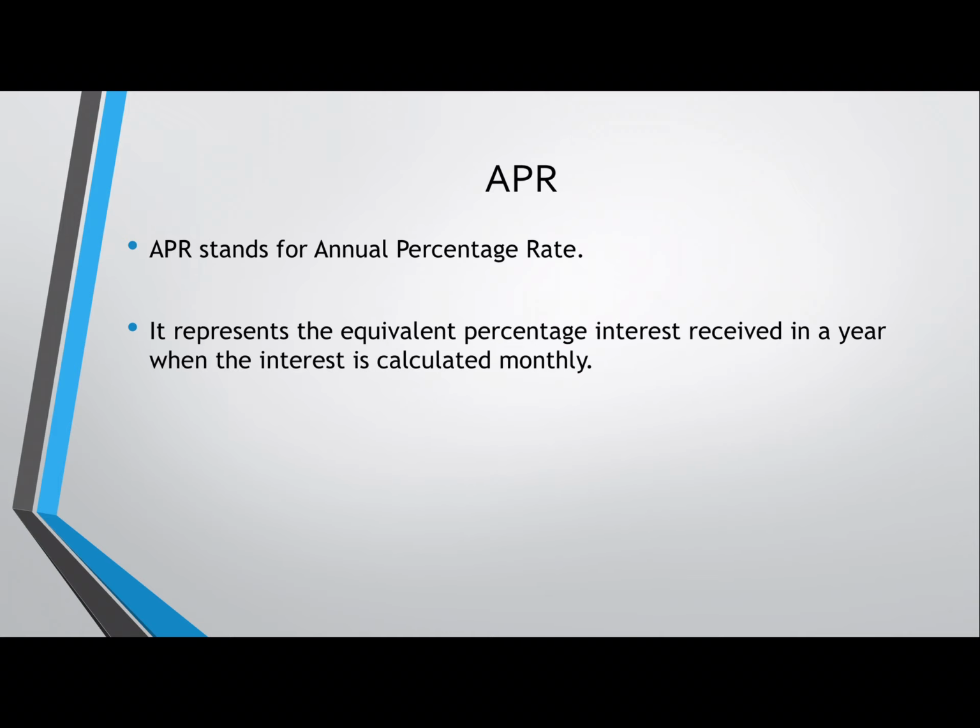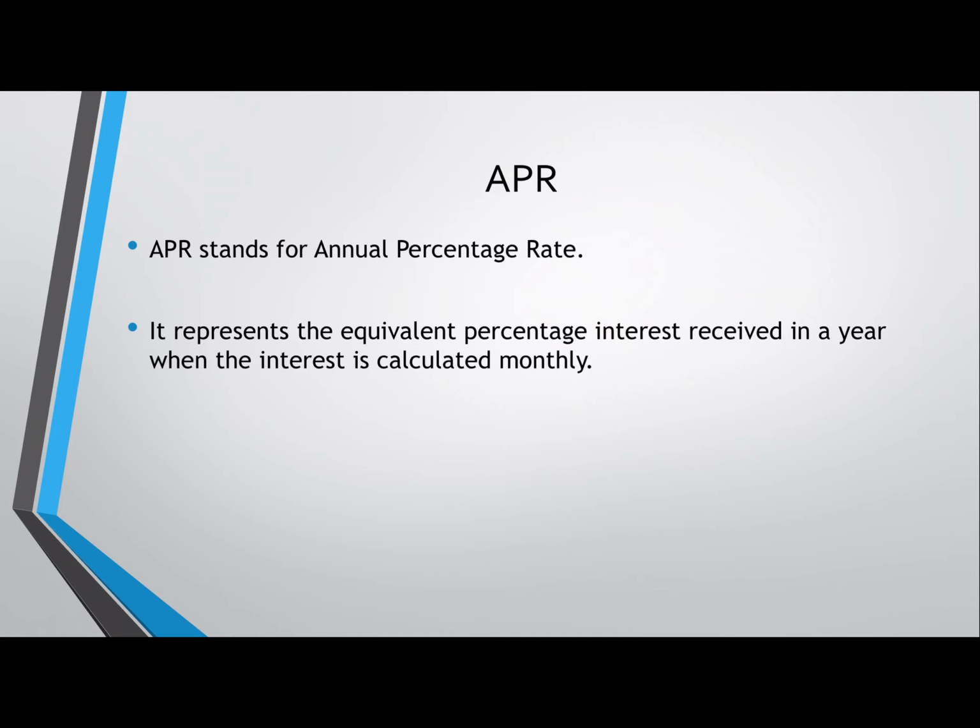So let's talk about APR. So what is APR? APR stands for annual percentage rate. It represents the equivalent percentage interest received in a year when the interest is calculated each month. Quite often you get interest added to something on a monthly basis, but your APR is what it's equivalent to when you've got it over the full year.